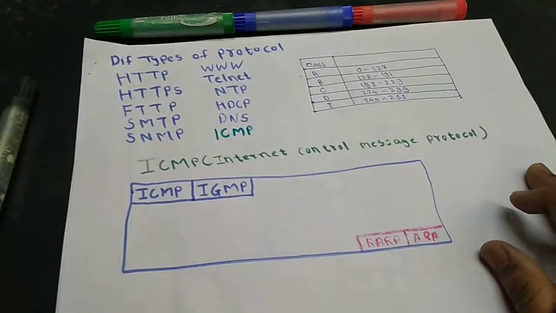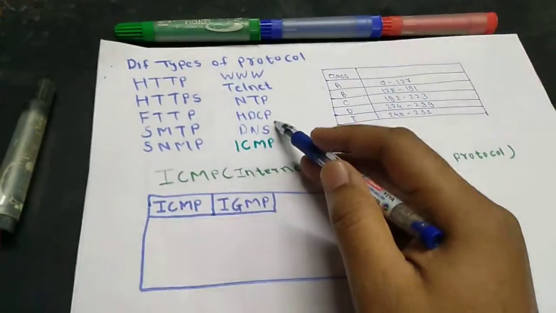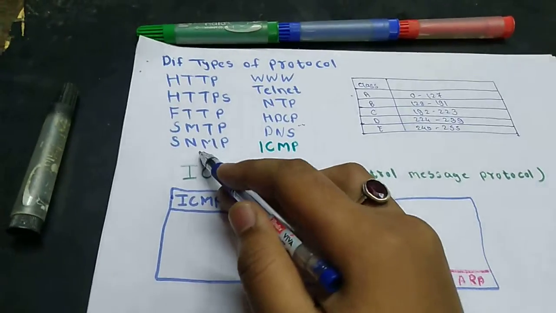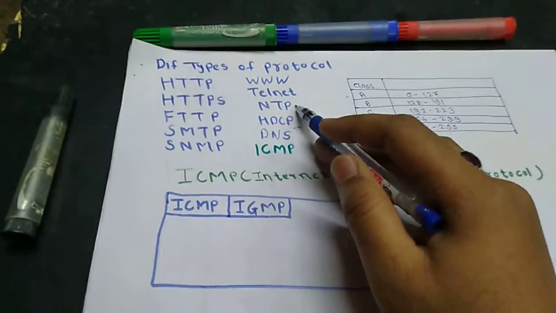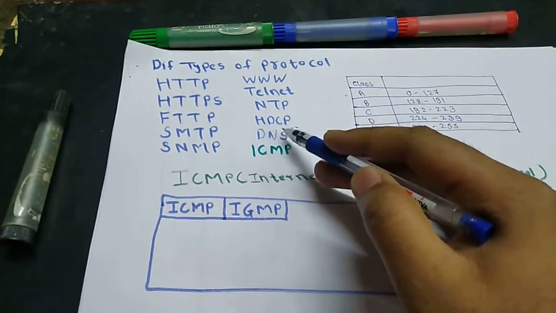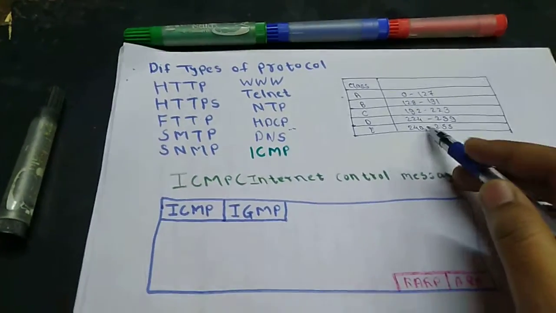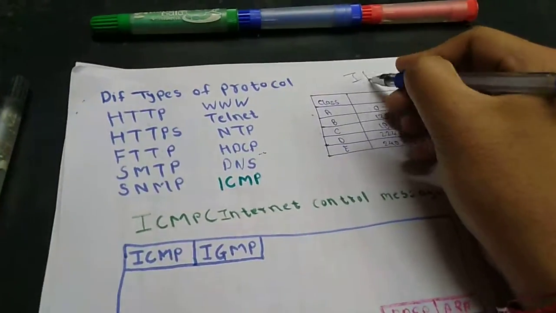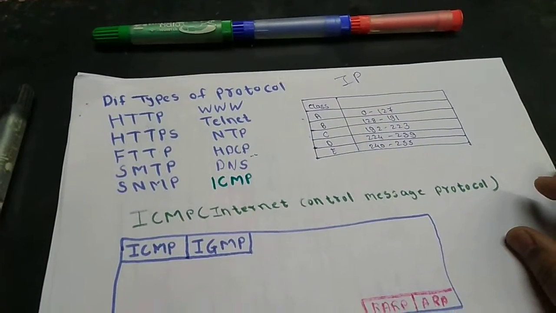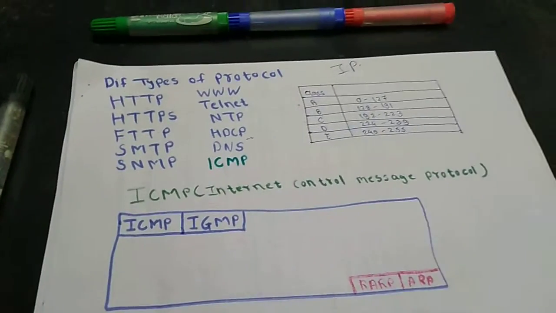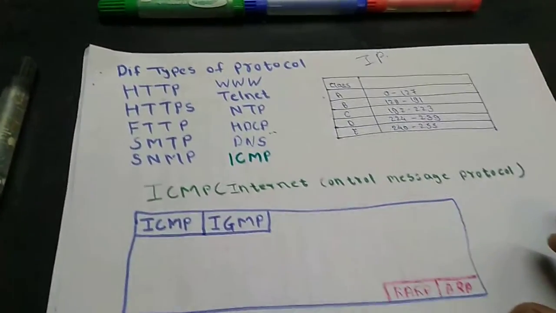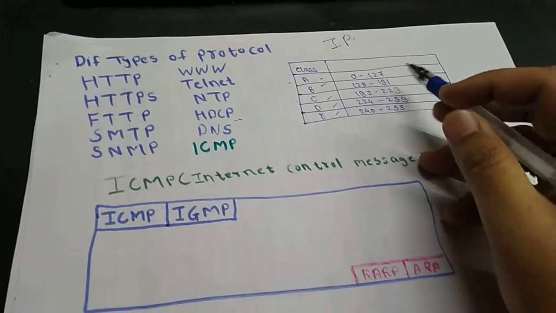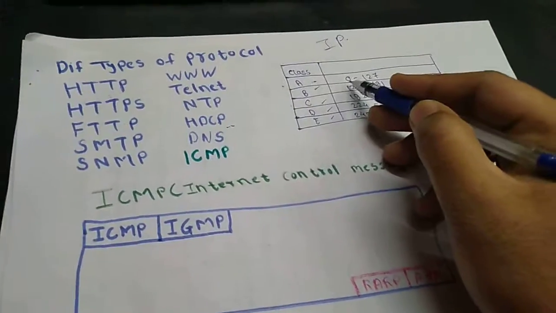On the previous page we can check the different types of protocols: HTTP, HTTPS, FTP, SMTP, SNMP, WWW, Telnet, NTP, DHCP, DNS, ICMP. In networking we work with IP addresses. An IP address is defined as an address between your network computers. There are types of classes: A class, B class, C class, D class, E class. In the classes there is a particular range. Like A class, there is 0 to 127.